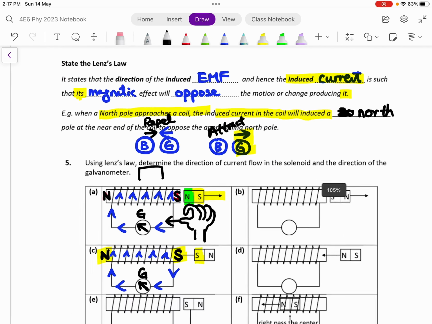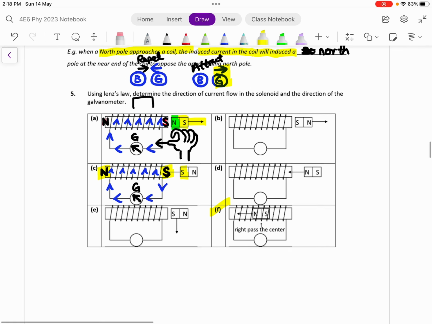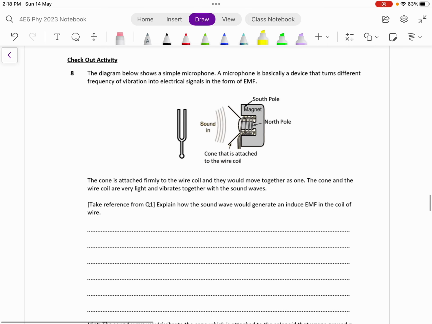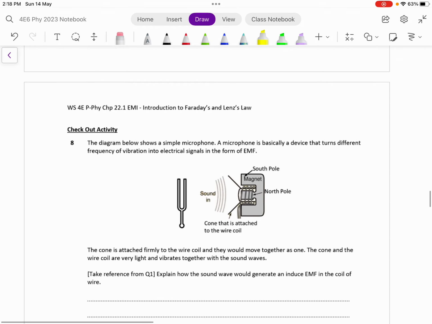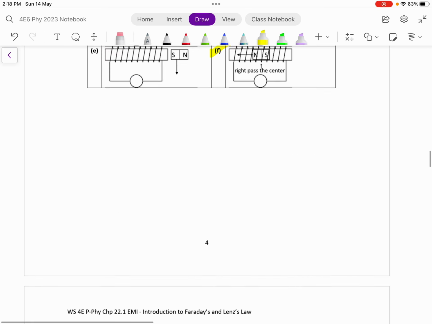So what I want you to do is try out A to F. F is particularly tricky. So if you want to try, you can try. If not, you can wait for me, hopefully when I can return on Tuesday. After this, I want you to try the checkout activities 8 and 9, and then that's all for me today. If you still have remaining time, use it to finish your checkout activities.